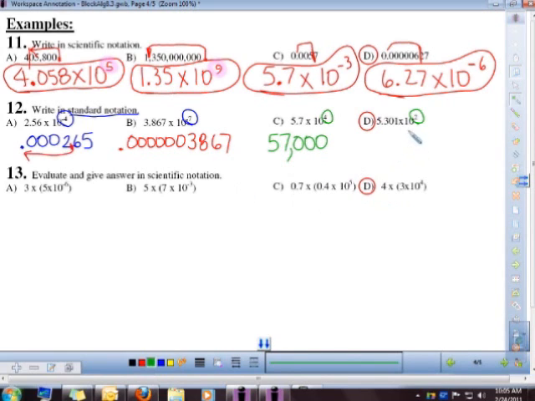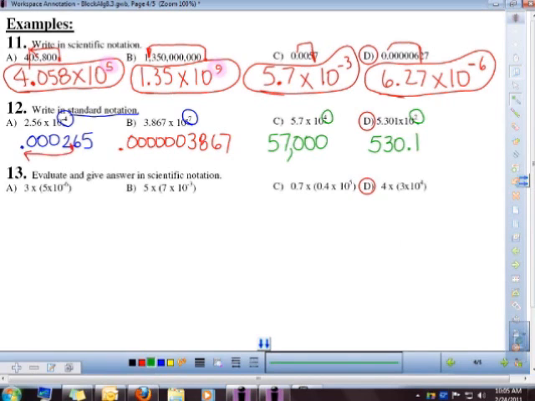On part D, we're going to move 2 spaces. Which way? What's my number? To the right. 530.1.